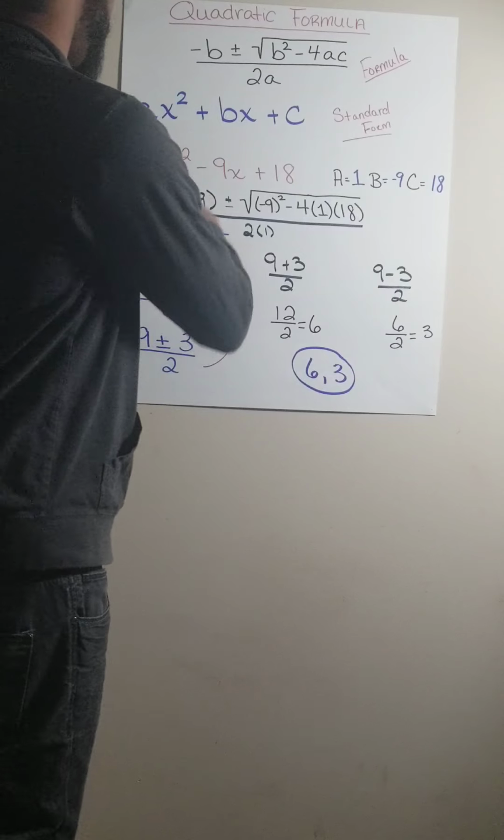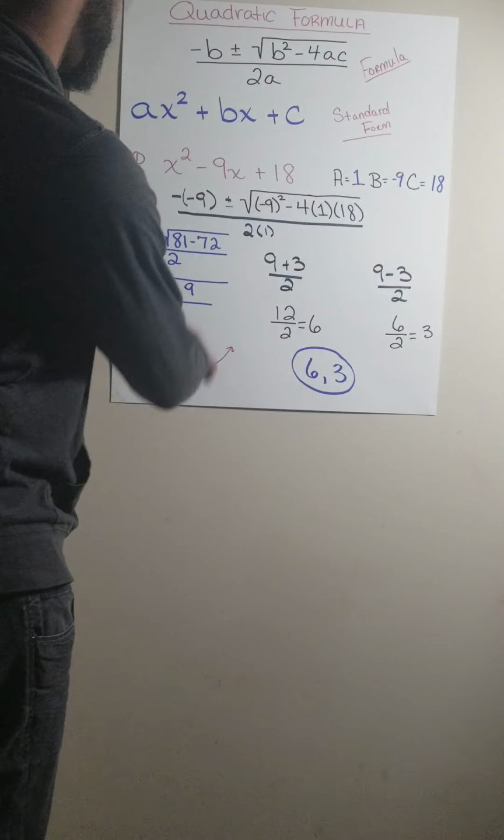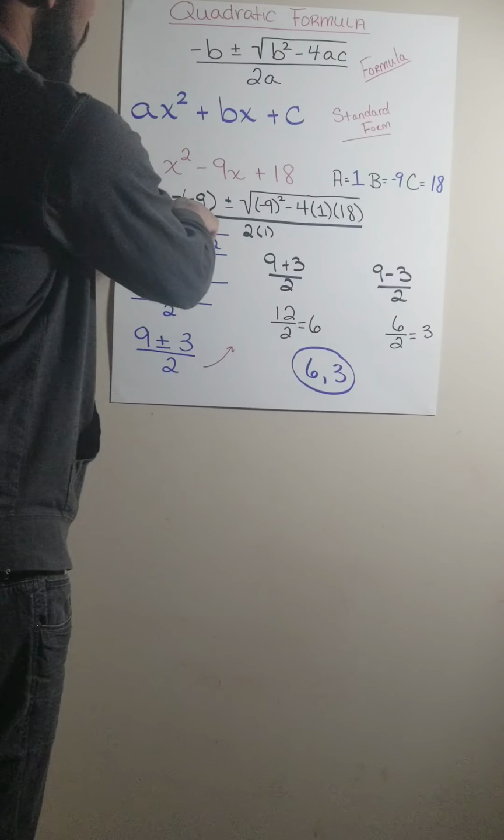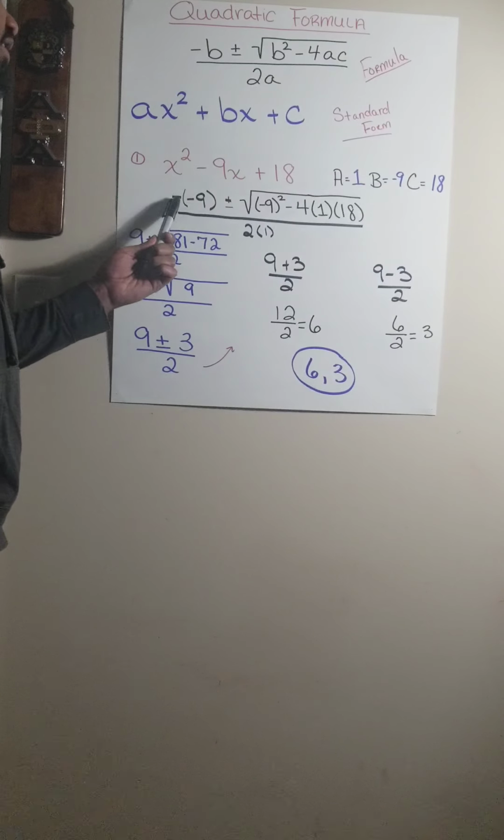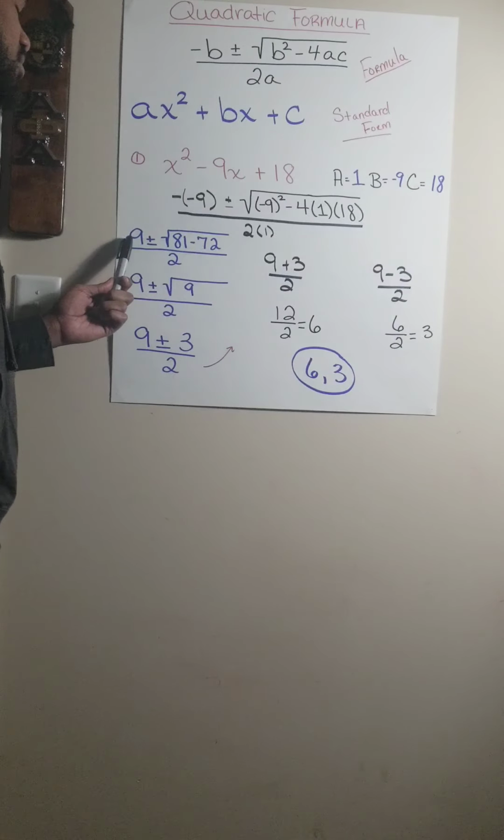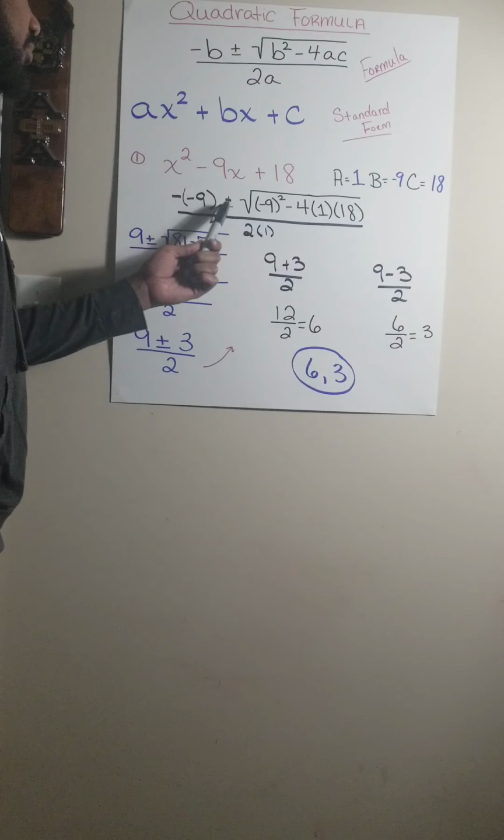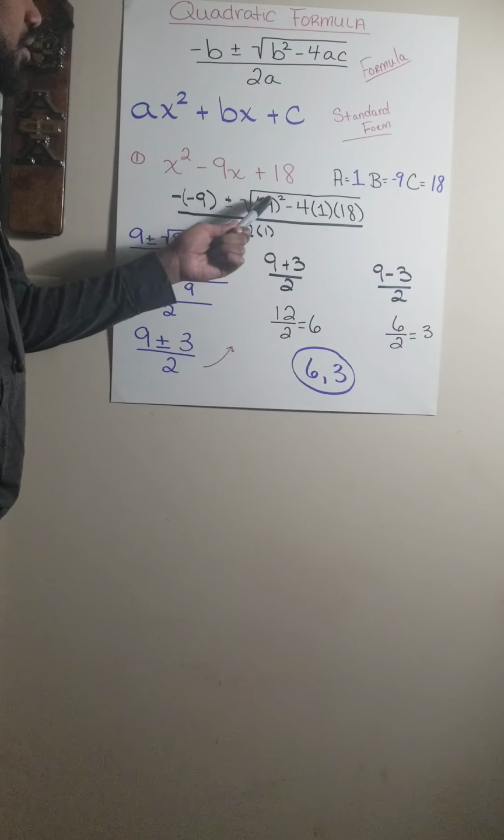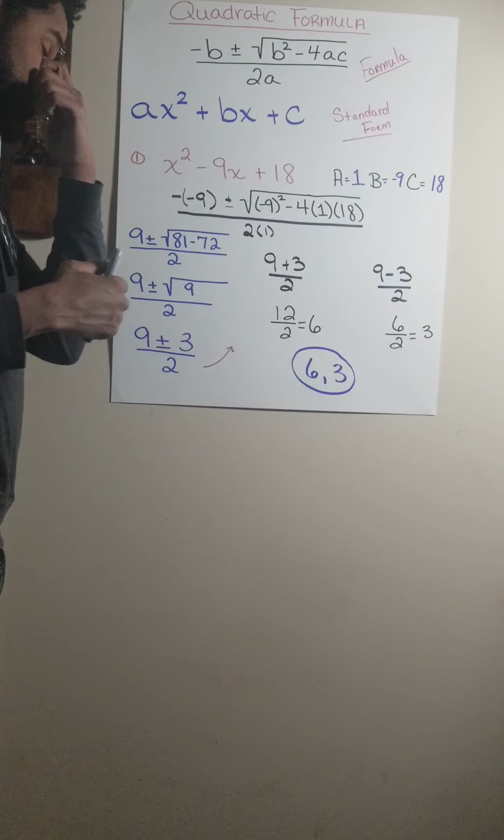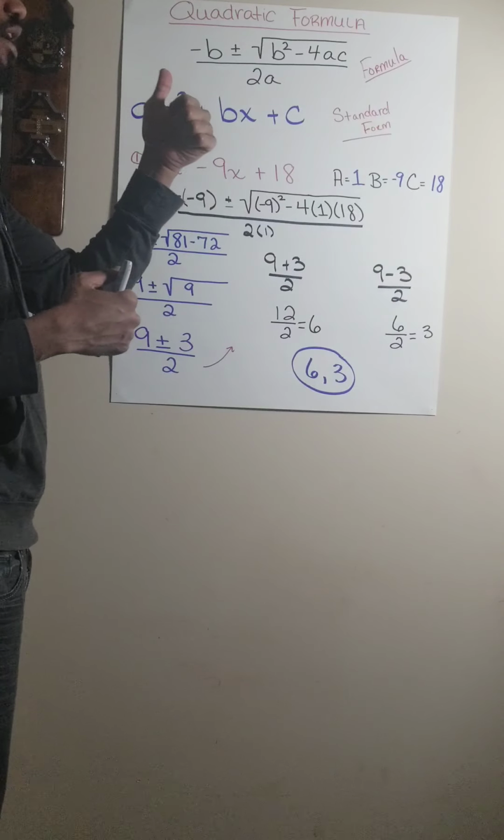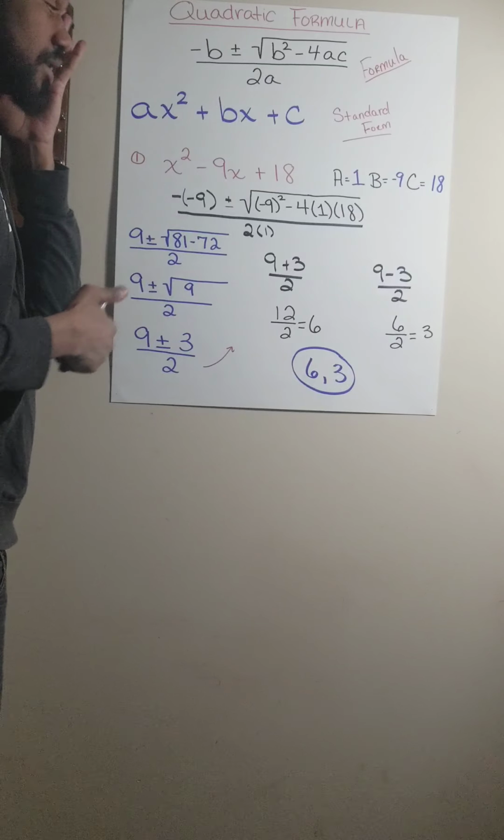Anyway, so we have negative b. Negative b is negative 9, which gives us positive 9. A negative times a negative gives us a positive. My plus or minus, negative 9 squared is 81. When you square a number, you just multiply it by itself. So 9 times 9 is 81.